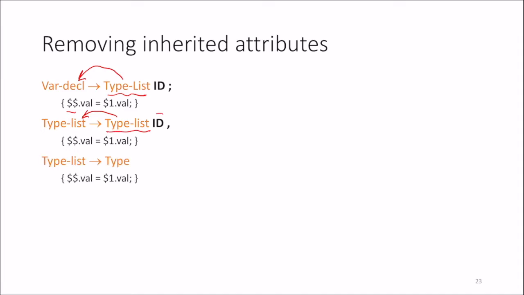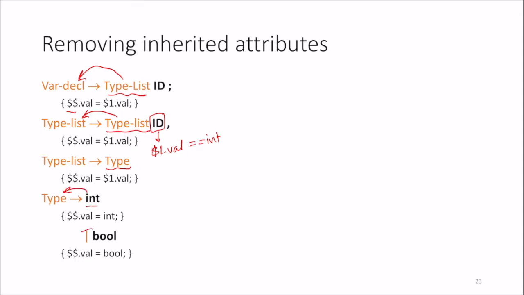And notice that this ID here can take this same value. So if I was inserting ID into the symbol table, it would really have just $1.val, which is going to be equal to int. And the same thing, the base case of the recursion, it knows what the type is. The type is produced by taking int, passing it to its left-hand side, or bool, and that gets the value for this $1.val. And that gets passed to this left-hand side. So you can see the actions are all geared towards pushing information up the tree using synthesized attributes.